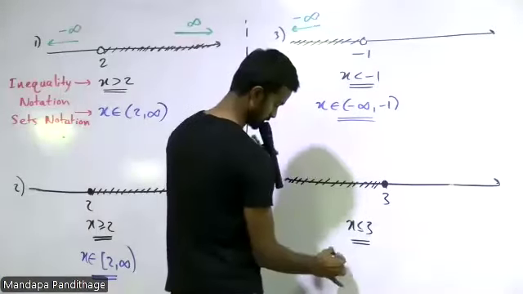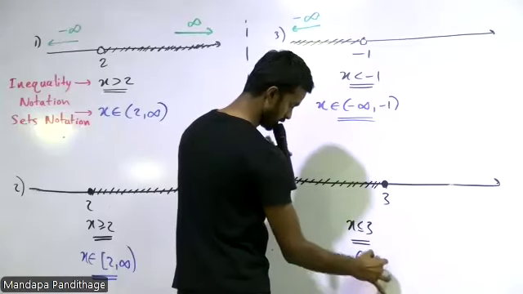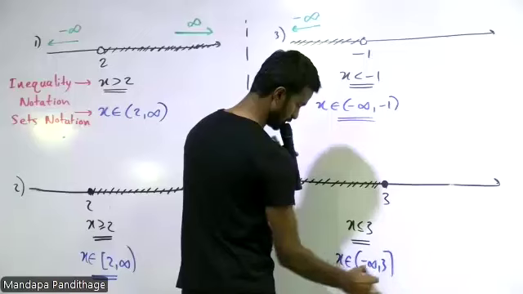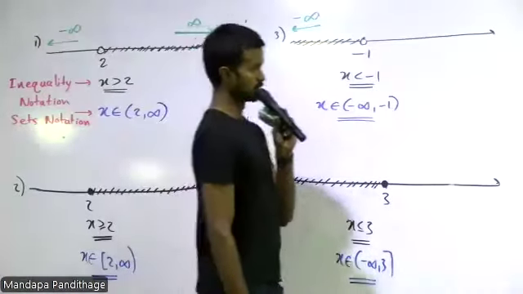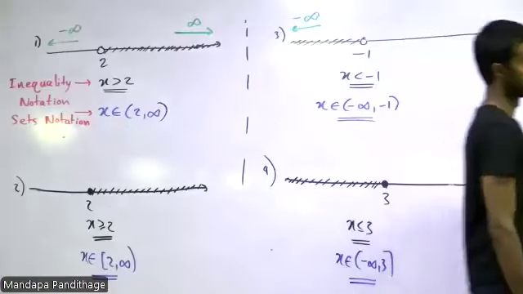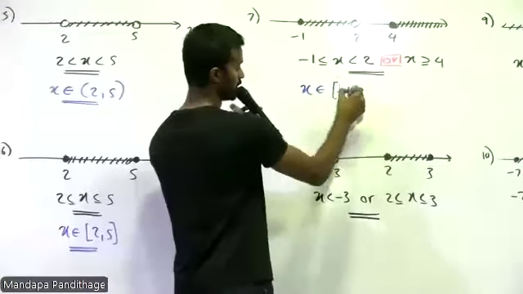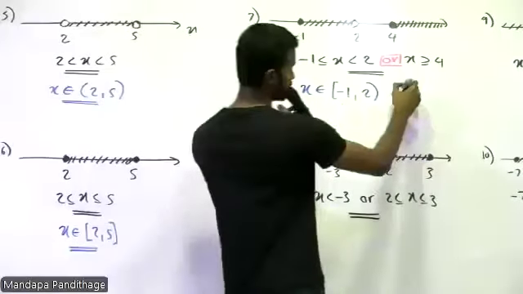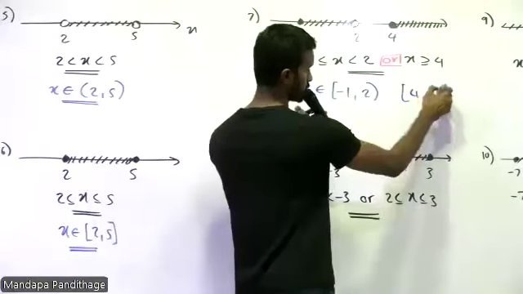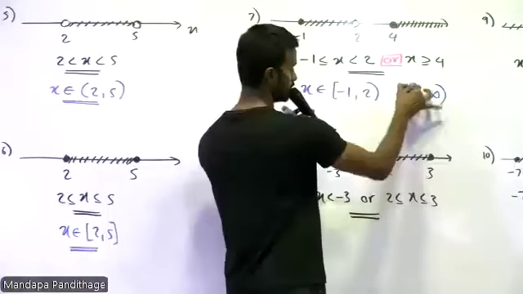Here it's x is an element, starting from minus infinity and coming up to 3. 3 is included, so it's a square bracket. So these two, I wrote this one. When you're writing this one, here x is an element of minus 1 included, 2 not included, and then 4 is included, and it goes up to infinity. With infinity, we are using an open interval.